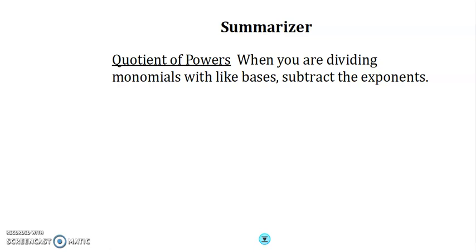Alright, so just to summarize all of that, the quotient of powers rule says that when you are dividing monomials, so again, this is when we are dividing, it looks like fractions most of the time, with like bases, you are going to subtract the exponents. And again, it only works when you're dividing and you have like bases.